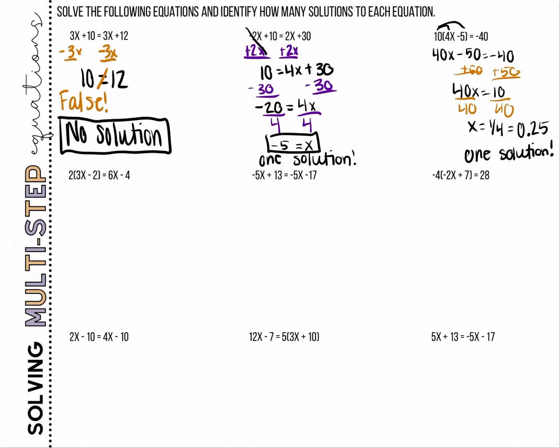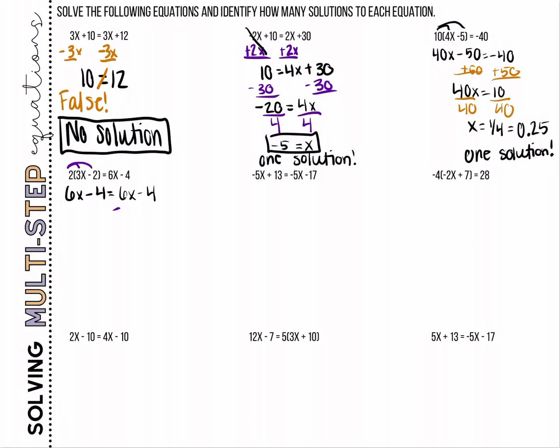I have 2 times 3x minus 2 equals 6x minus 4. So the first thing I have to do is my distributive property. So 2 times 3x and 2 times negative 2. So that's 6x minus 4 equals 6x minus 4. Now, you already noticed they're the same. So that means it's going to be infinitely many solutions.